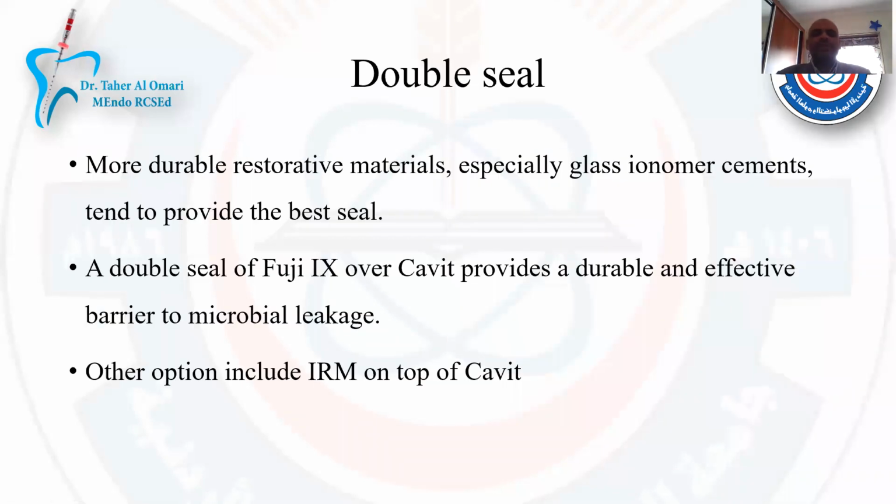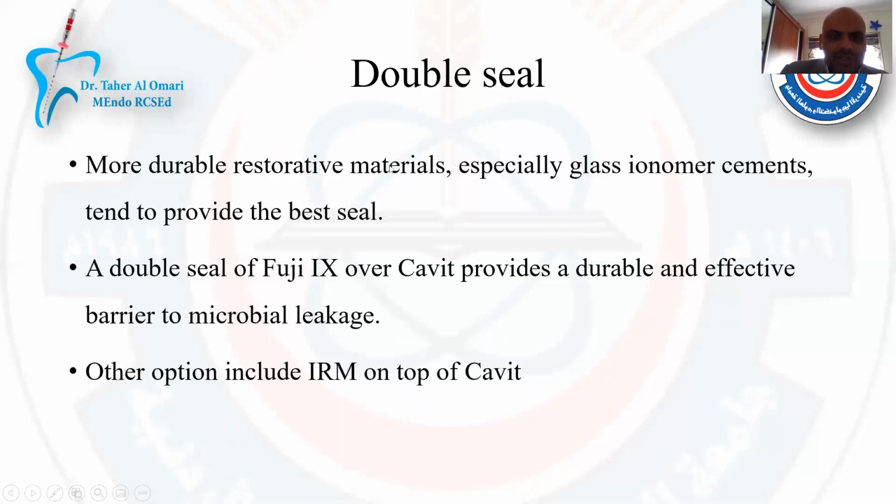Okay. Now, double seal. Why did we mention the double seal? We talked about the Cavit, that it will provide us with a good seal, but it has low wear resistance. It cannot withstand occlusive forces, and it will dissolve within a short period. However, the IRM has good strength, but also a poor sealing ability. So another idea comes to people's minds: that we should have something called a combination. We can use a double seal.